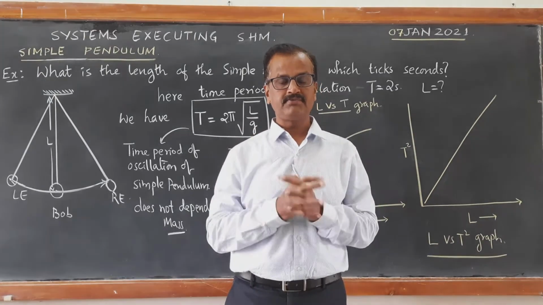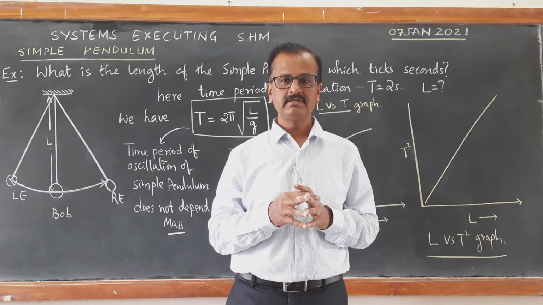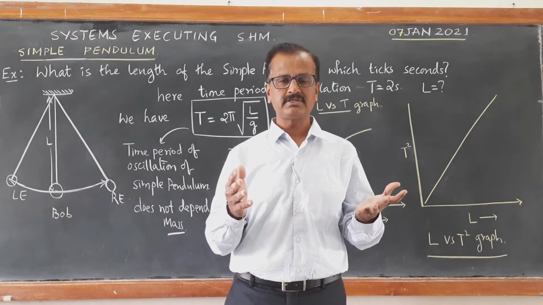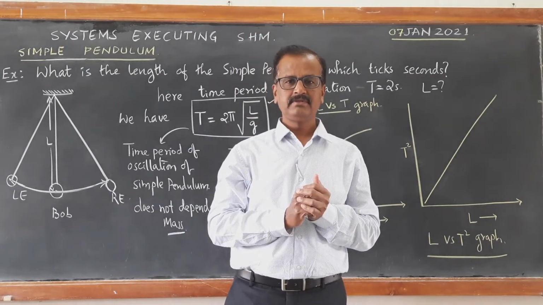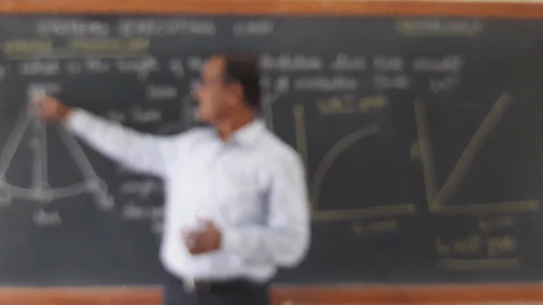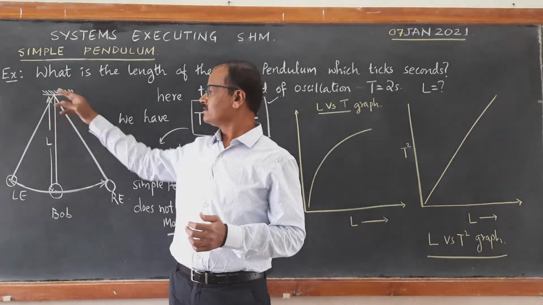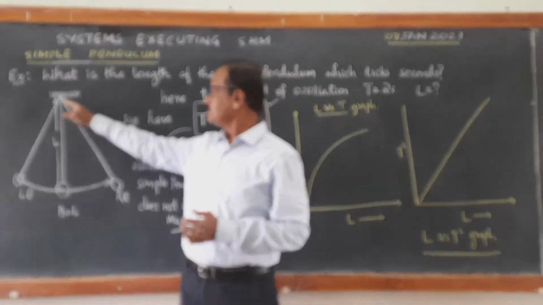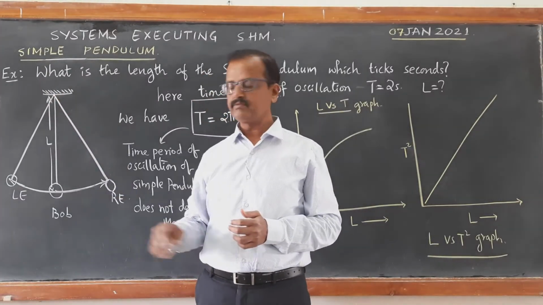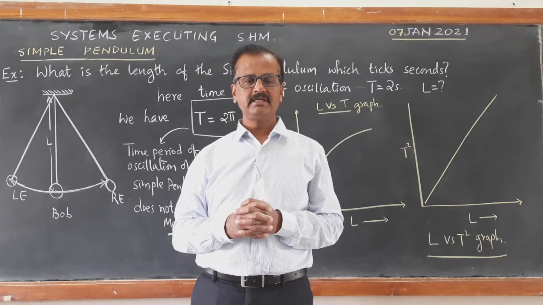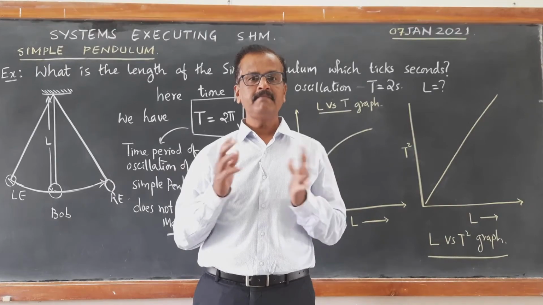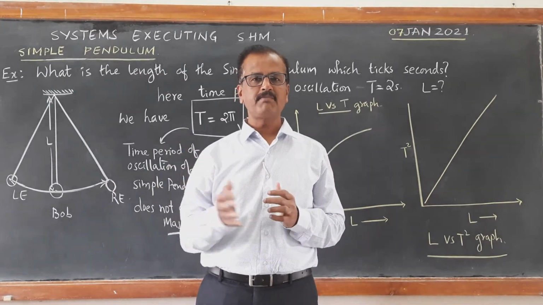What are the causes of such damped oscillations? The causes are mainly the friction at the point of support, the friction where you are connecting the string to the rigid support. When the pendulum is oscillating, there is always friction. This friction will oppose the oscillations. It will oppose the motion.